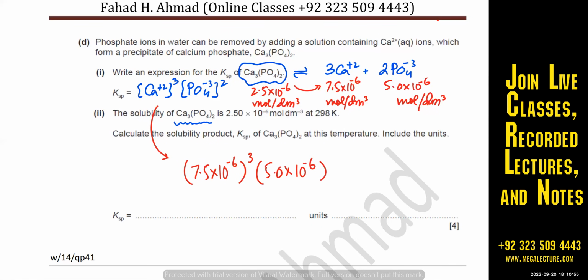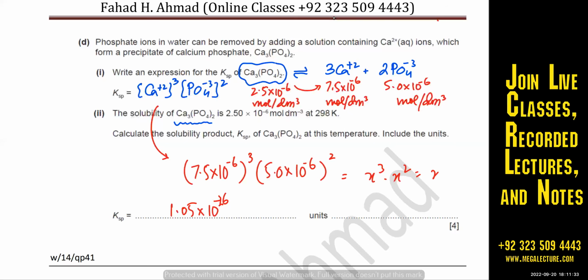and that's getting squared. So what value are you getting for this? Anyone see? Shian, Abia, can you try and do this? So we are getting 1.05 times 10 power minus 26. Okay, that's the value that we're getting. And the unit would be concentration cubed times concentration squared.